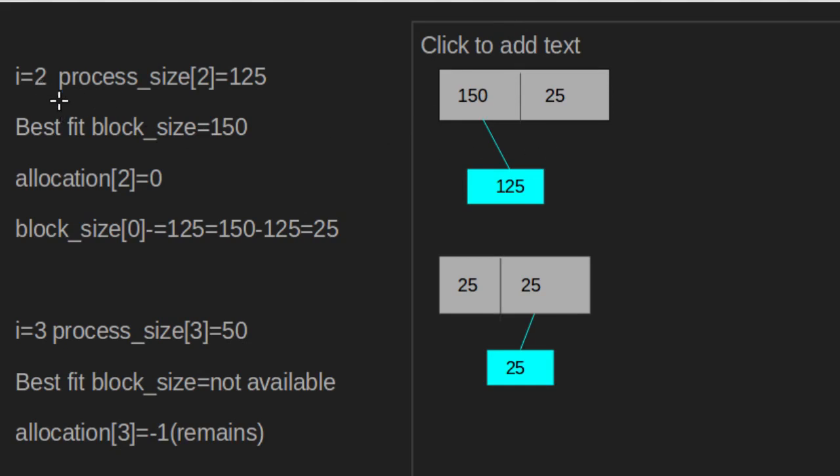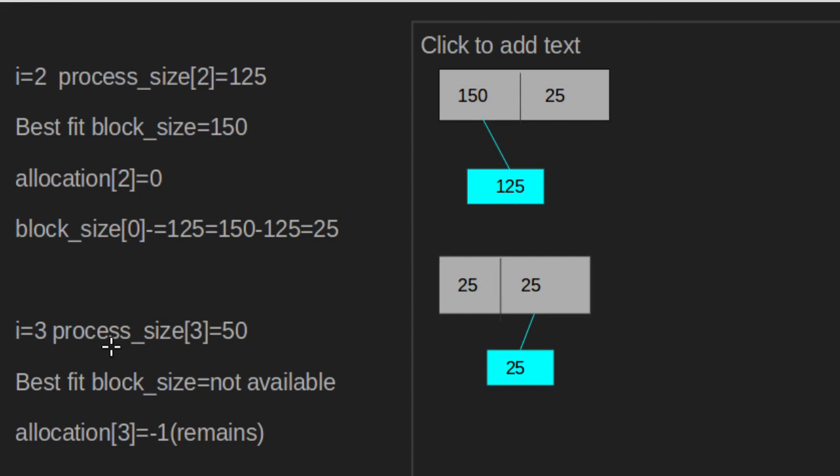When i equals 2, process size 2 equals 125. Best fit block size equals 150. So allocation of 2 equals 0. Block size of 0 equals 150 minus 125, which is 25.